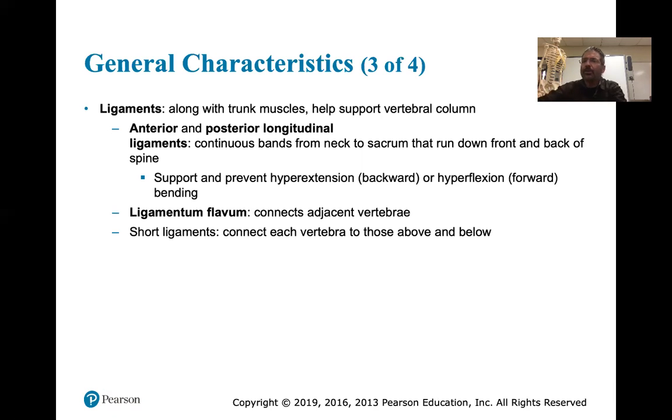Right, so we have the anterior and posterior longitudinal ligaments. Just look, you can see this, anterior and posterior attaching to all these spinous processes. These ligaments are there to stop some of the twisting, and so you can't overflex or overextend. Right? These are continuous bands from the neck to the sacrum that run down the front and back of the spine. And once again, their job is to support and prevent hyperextension, going all the way backwards, or hyperflexion, all the way forward.